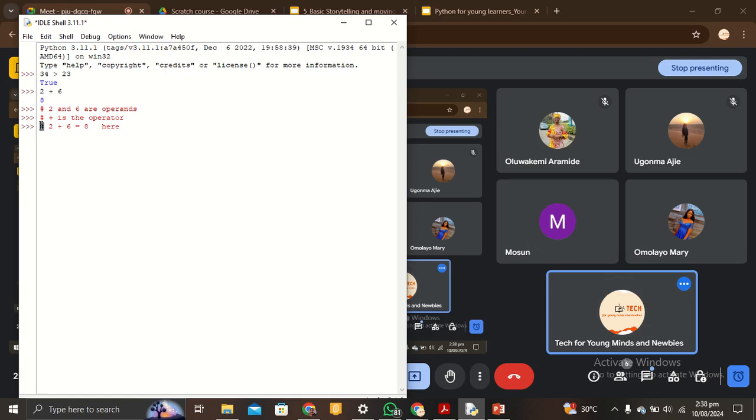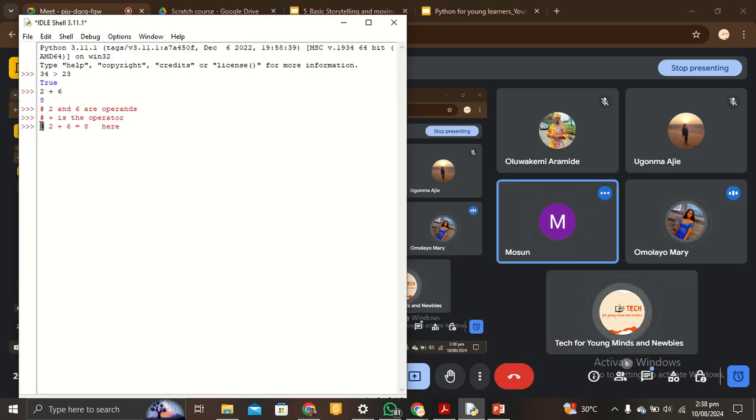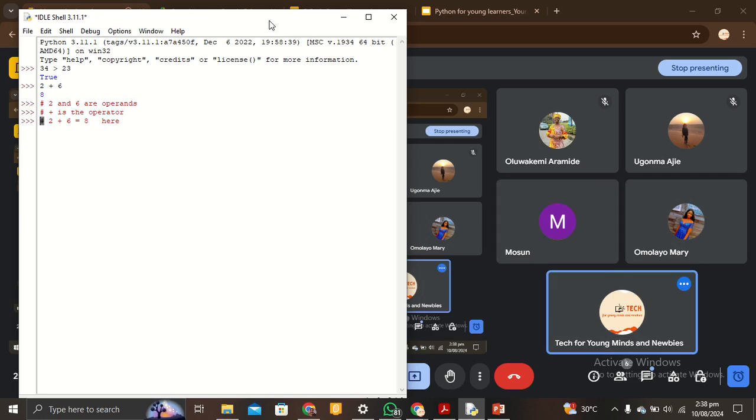Okay. Now, Richard and Nifemi, do you have a laptop? Yes, ma'am. Okay. Your mommy will download something like this for you. We call it the IDE, where you can type your Python codes.